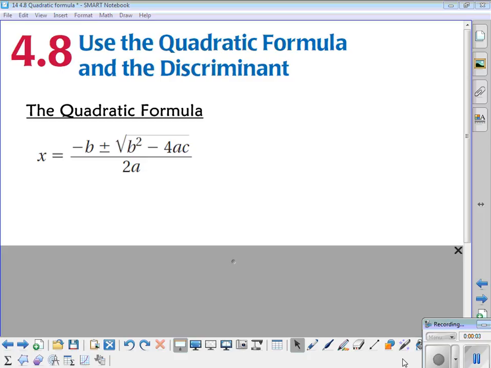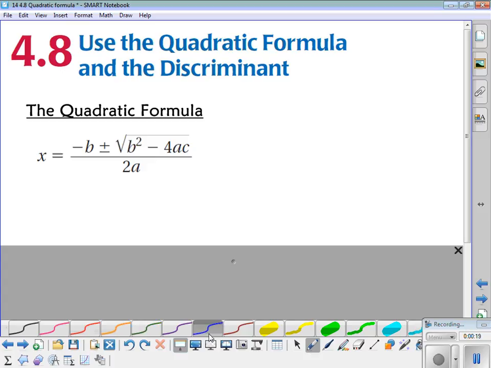All right, so we're going to use the quadratic formula to solve quadratic equations, and we are going to use the discriminant to figure out how many solutions and what type of solutions we have for a quadratic equation. So the quadratic formula, you guys used this in Algebra 1, so hopefully it at least rings a bell. X equals negative b plus or minus the square root of b squared minus 4ac all over 2a. You guys remember that, right?